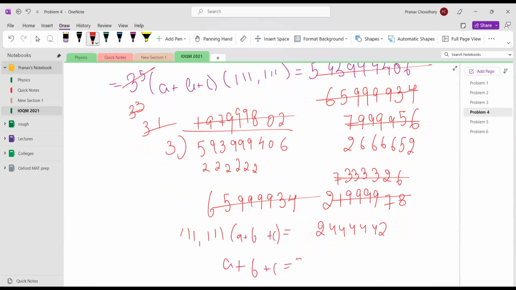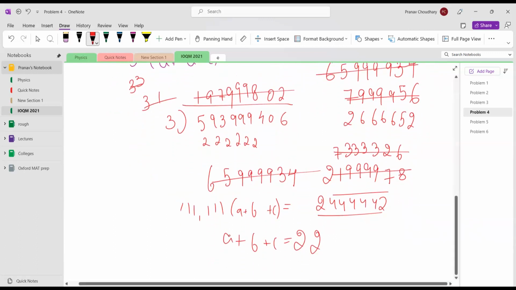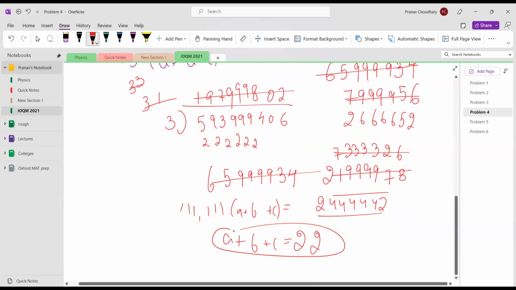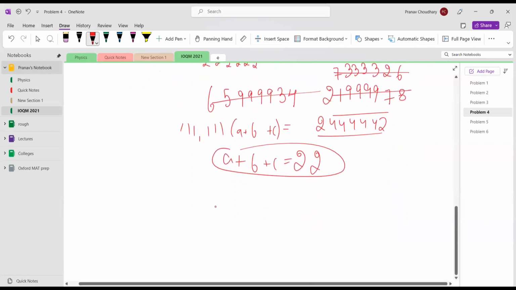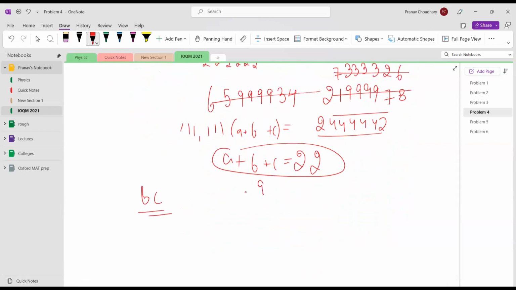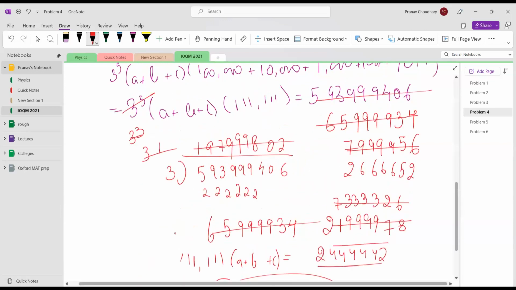And this is not easy to divide. This will just be 22, like here and then here. Okay. So we have A plus B plus C equals 22. And remember, we have to maximize this number, BC. So we can just take B equals 9 and C equals 9 and then A equals 4. This is a possible solution. And then BC equals 99, which is maximum.